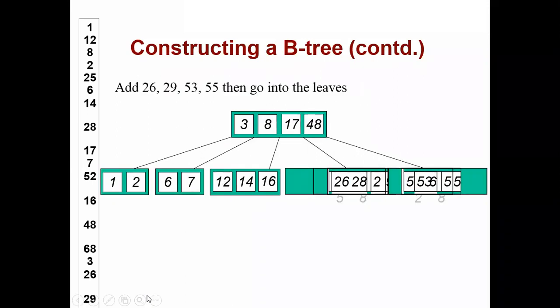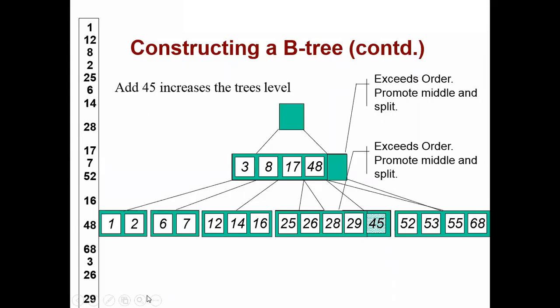So likewise we can increase the tree. 26 29 53 55 we are adding into the leaves. Okay, so finally, just concentrate on this point here: add 45 to increase the tree level. Yes, now see, again the story starts from home. Yes, we added 48 as well. Now these 1 2 6 7, okay, they are also at the proper place, there is no issue. It does not violate the property of m. Okay, so the order is 5 and how many keys should there be? 4. But here you can see when we are adding 45, it exceeds the order, so we have to promote the middle and split.